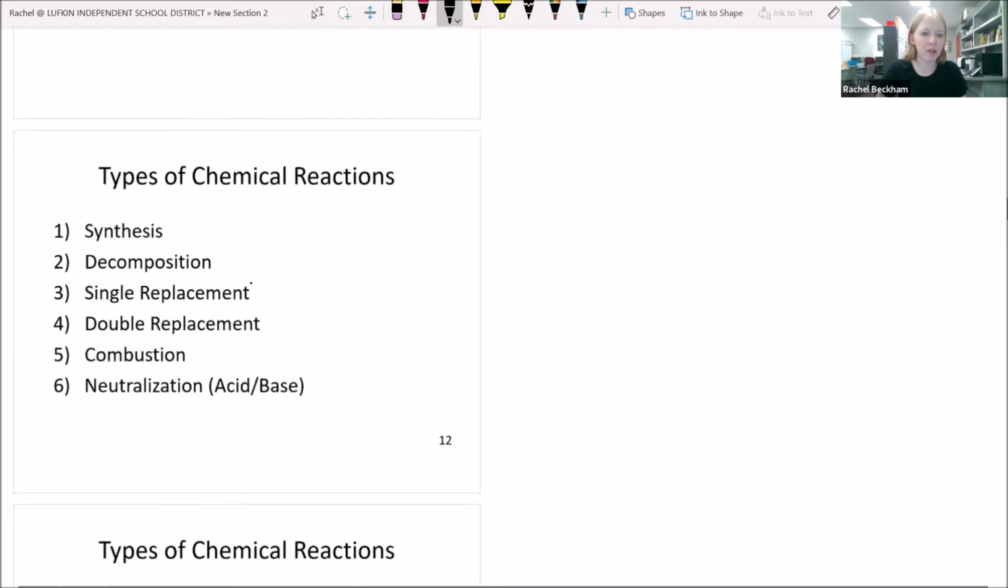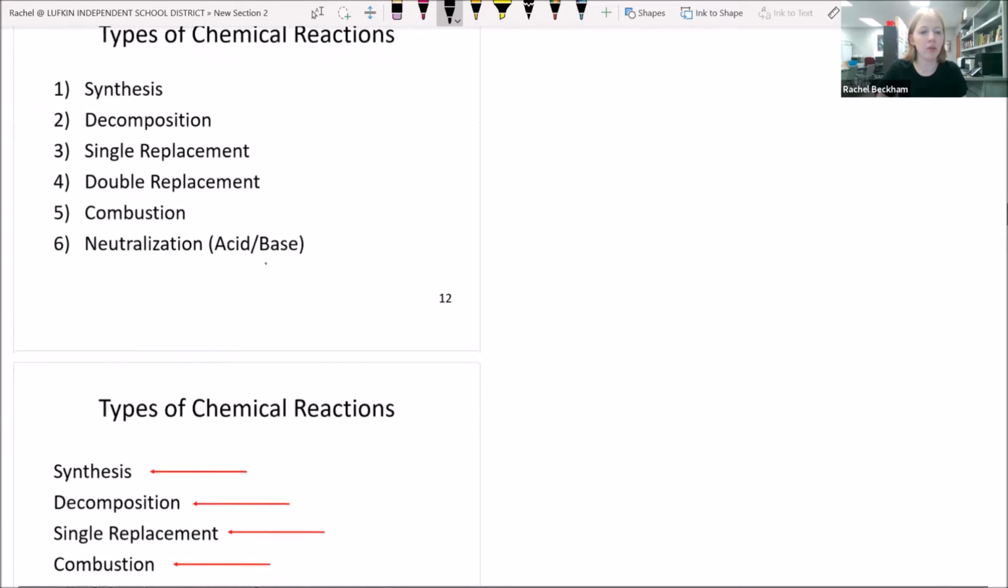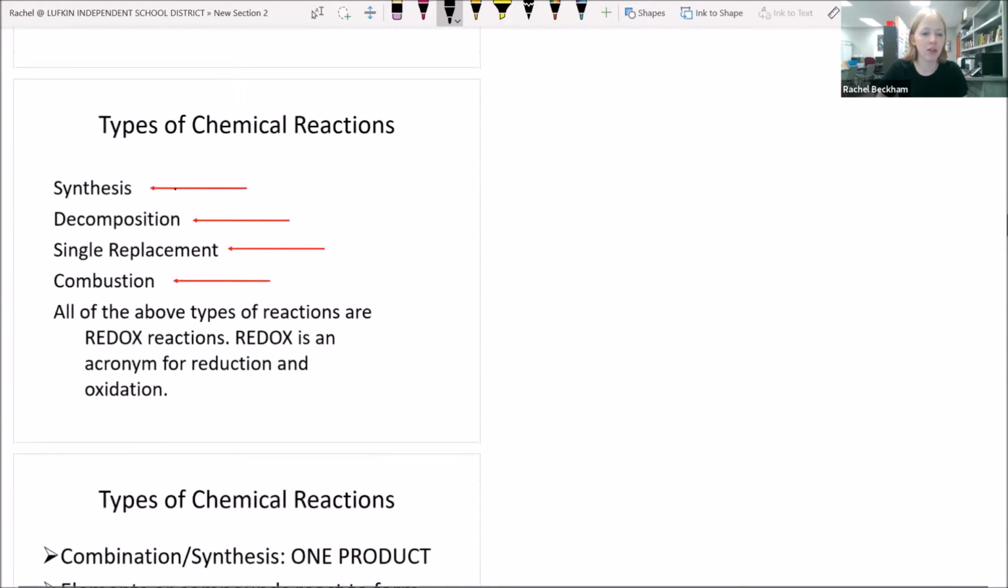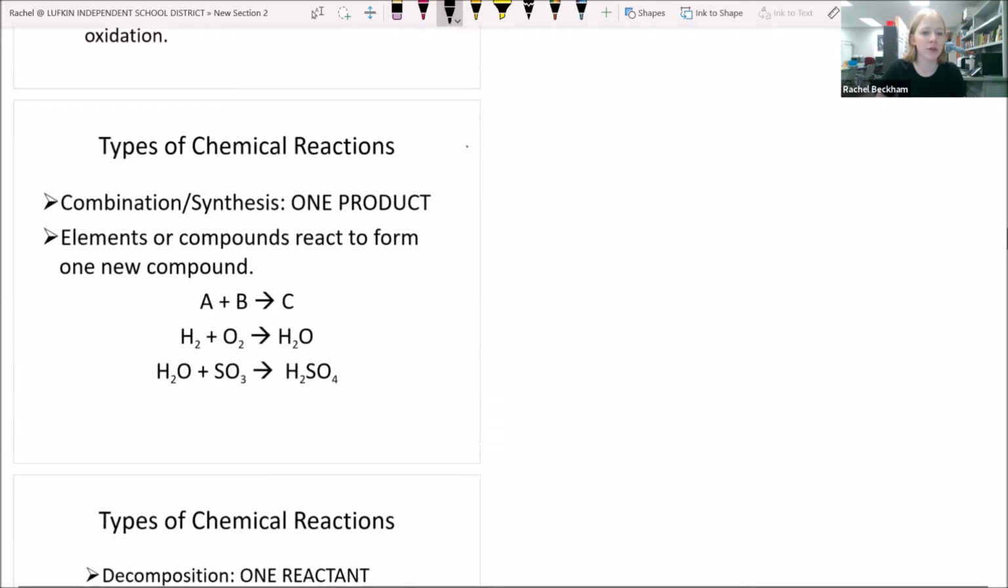There are 6 basic types of chemical reactions that you will need to identify. Certain ones are redox reactions, and we'll talk about what redox means later. For now, you should just identify them in the notes, draw an arrow, and say these are redox reactions, right? But we're going to talk about the first one, which is a synthesis reaction.